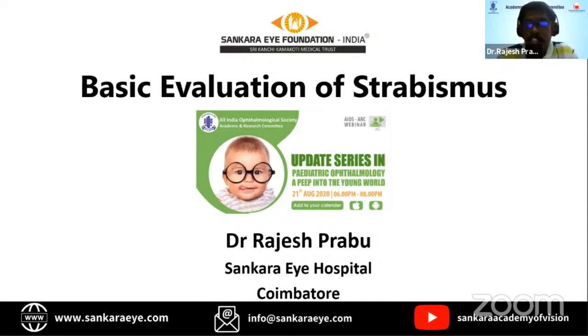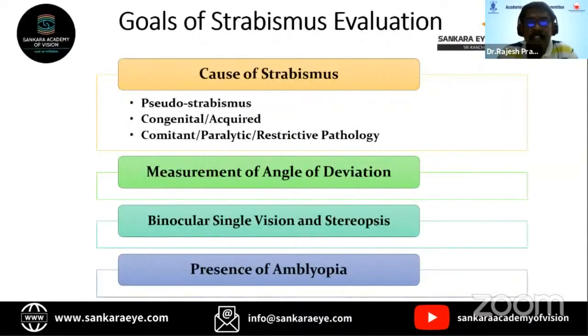So I'll be talking about the basic evaluation of strabismus. The ultimate goals after a complete strabismus evaluation are, first, to find the cause of the strabismus. The first and foremost thing to rule out is whether we are dealing with a real case of strabismus, or whether it is pseudo strabismus which the patient is complaining about; whether it is congenital or acquired; and whether a comitant, paralytic, or restrictive pathology is the reason for the presenting complaints.